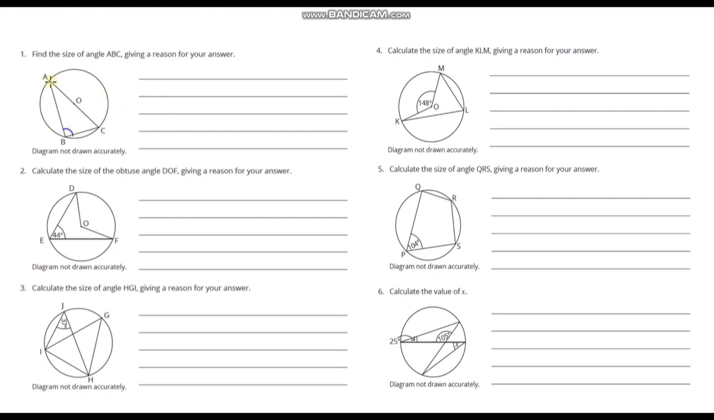Now I can see that we've got a diameter here. So this is a semicircle, and we know that angles in a semicircle are 90 degrees. So we can say that angle ABC is equal to 90 degrees. And for my reason, I can just say that angles in a semicircle are 90 degrees, or angles in a semicircle are right angles.